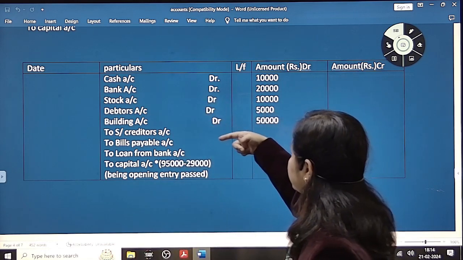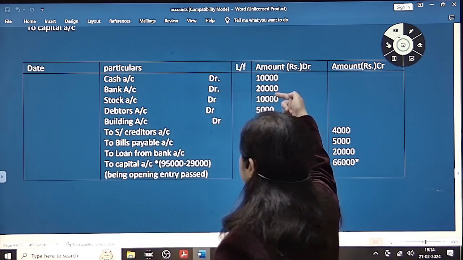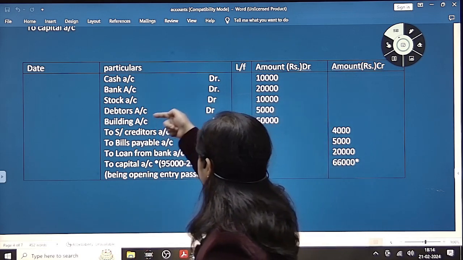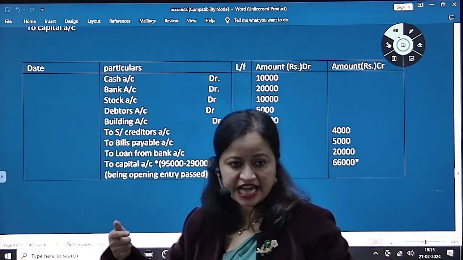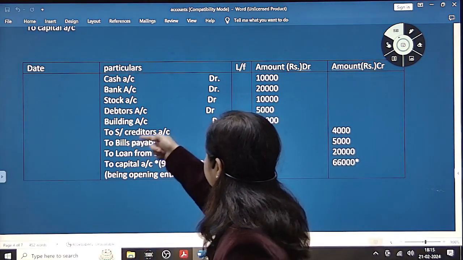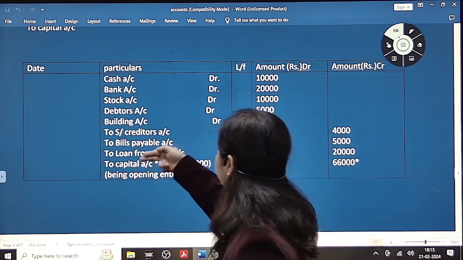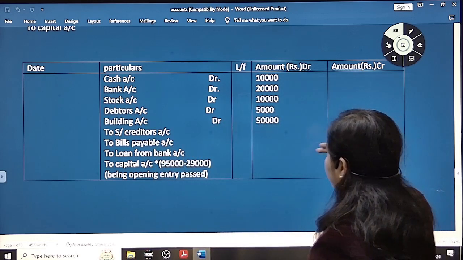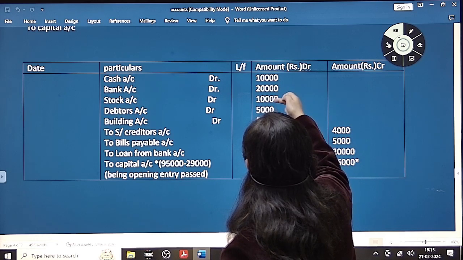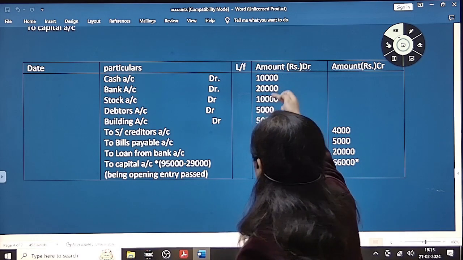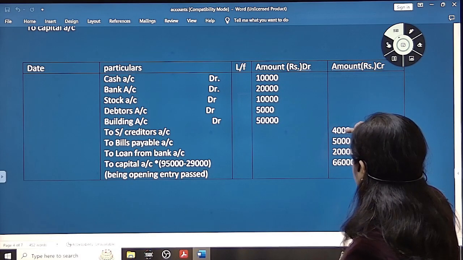Whatever assets we have identified, we are debiting: cash account debit 10,000, bank account debit 20,000, stock account debit 10,000, debtors account debit 5,000, building account debit 50,000. And the liabilities we have identified, we will credit: sundry creditors account 4,000, bills payable account 5,000, loan from bank account 20,000. If you add this, 50 plus 10, 60, 80, 90, 95,000. So debit side is 95,000 and credit side, 20 plus 5, 25 plus 4, 29,000.